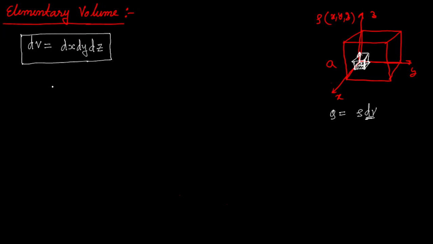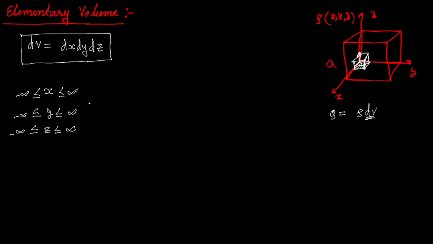And then what we have to remember here is the limits of x, y and z. In general, if we want to represent the whole universe by this rectangular coordinate system, then the limit of x will be minus infinity to plus infinity. Similarly, the limit of y will be minus infinity to plus infinity, and the limit of z will be minus infinity to plus infinity.